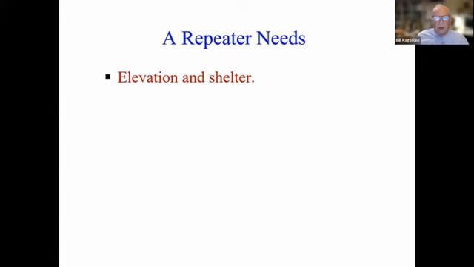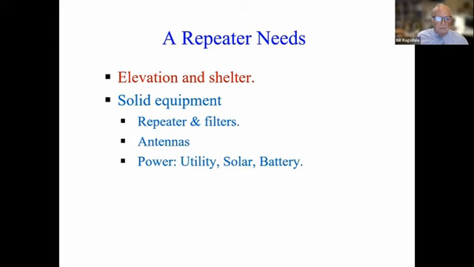What do we need to make an effective repeater? Well, first we need elevation and shelter. A rooftop system may go 10 miles. If you're on a 5-10-story building, you might go 20 miles, but you really need elevation. Of course, the solid equipment, the repeaters and the filters, it's a one-time purchase and a one-time setup, but it's the core of your system.